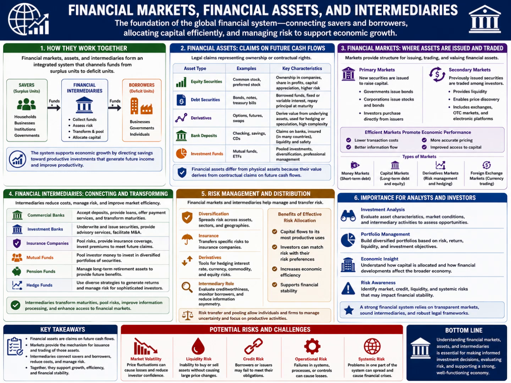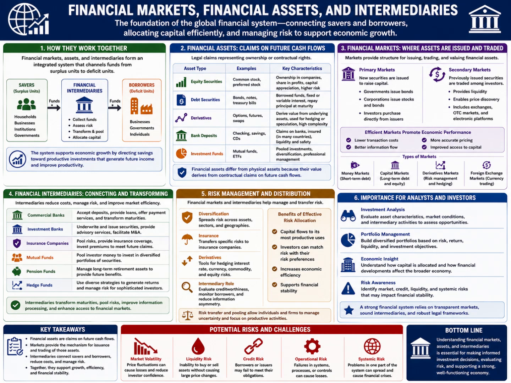Financial intermediaries play a central role in connecting savers with borrowers and improving market efficiency. Common intermediaries include commercial banks, investment banks, insurance companies, mutual funds, pension funds, and hedge funds. These institutions reduce transaction costs, provide liquidity, diversify risk, and improve access to financial markets.